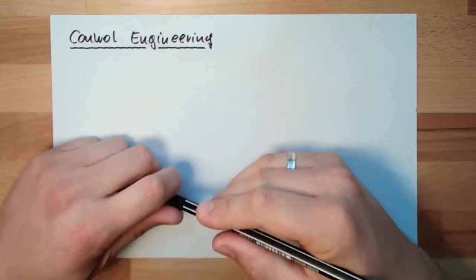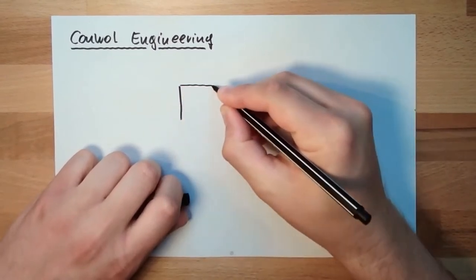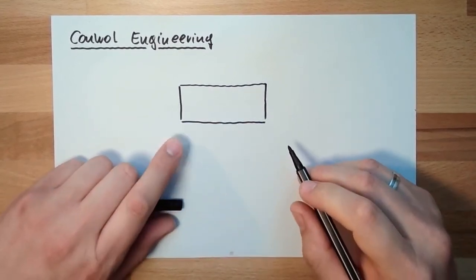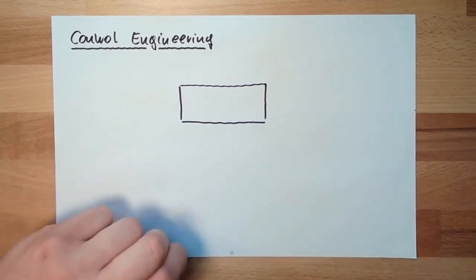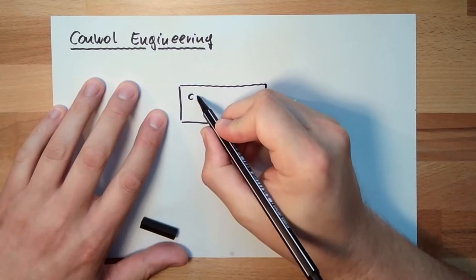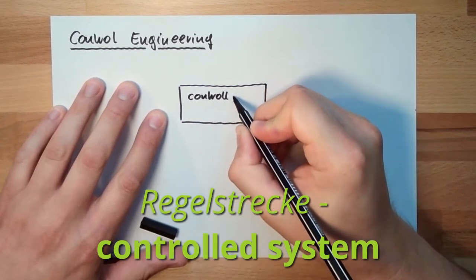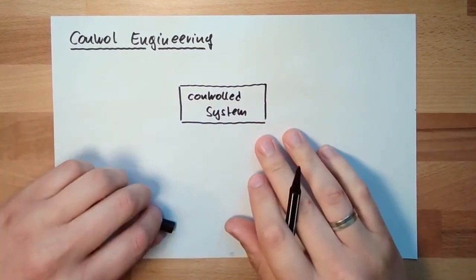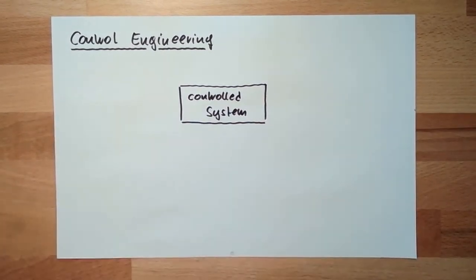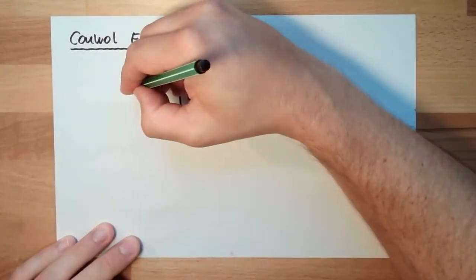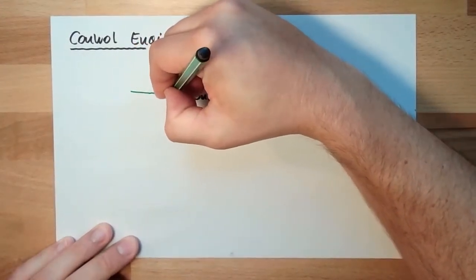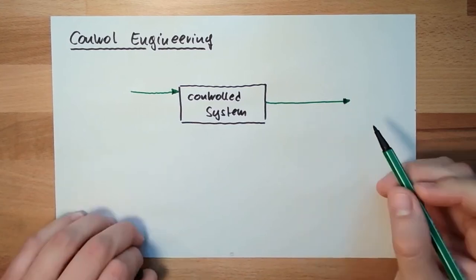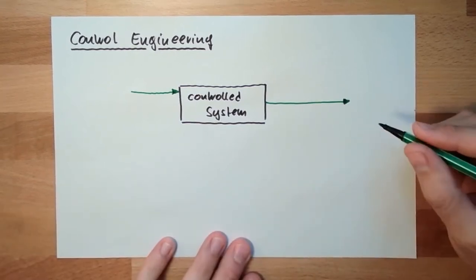we do have somewhere a part where something is produced or controlled, something is done, something is happening. This part means control system. This is my control system. Regelstrecke in German. Something is going into this control system, and something comes out. This is the output of the control system. This is the so-called controlled variable.